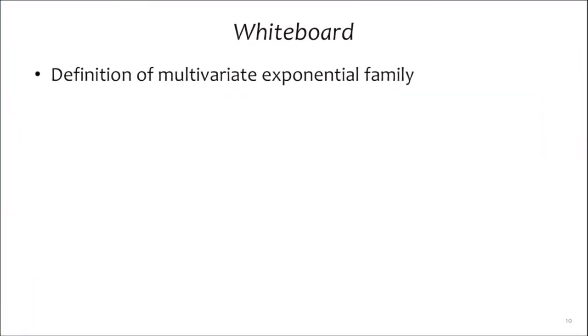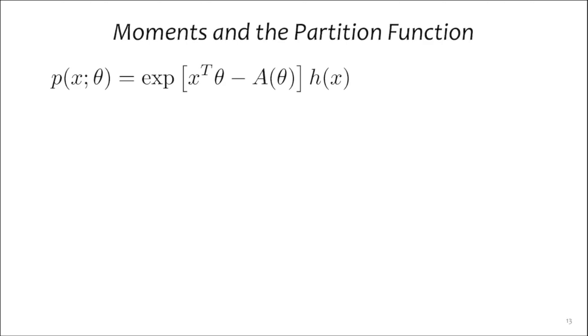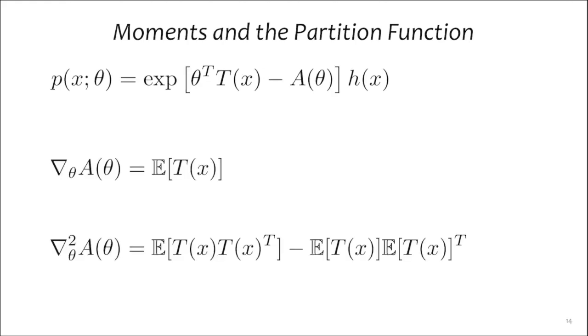Now let me go back to the presentation. So the general form of the exponential family is as follows. We have this function that is the sufficient statistic, parameters, normalizer, and base function. But there are some cool properties for the exponential family which make them very appealing.